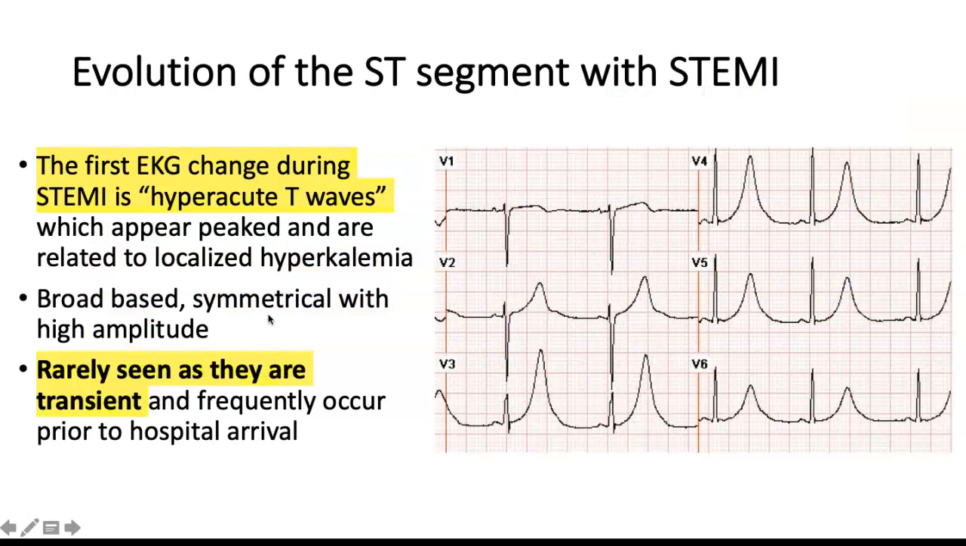The first EKG change during a STEMI are called hyperacute T waves. These appear peaked and are related to localized hyperkalemia. They're broad-based and symmetrical with a high amplitude. So here is a wide-based, tall, or hyperacute T wave. These are rarely seen because they are transient and frequently occur prior to hospital arrival.